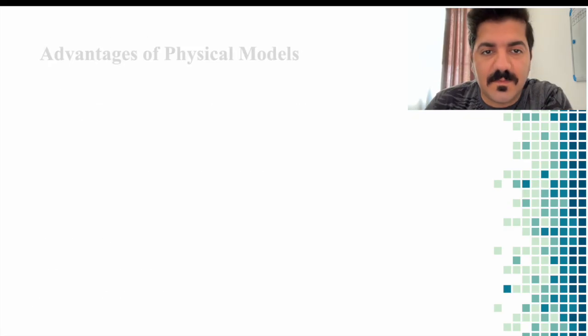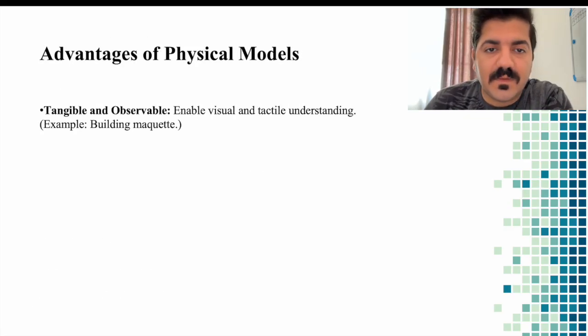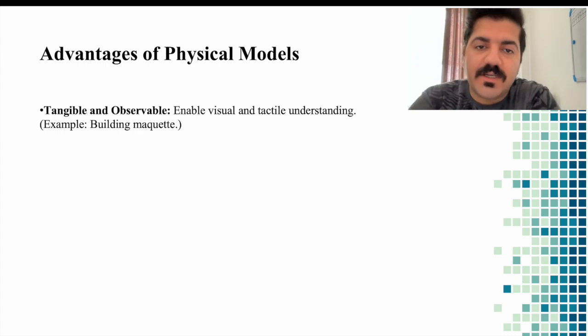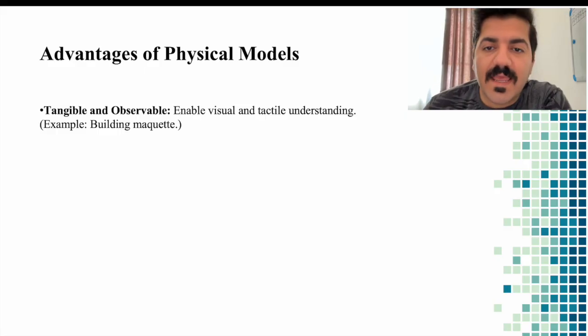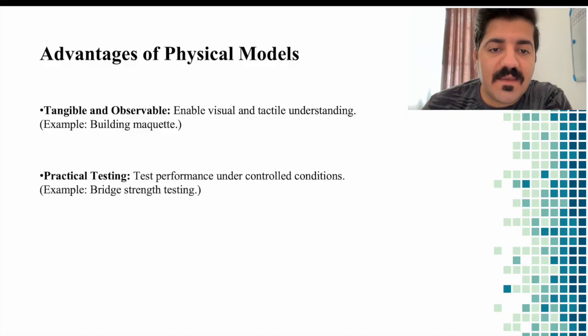Advantages of physical models. Number 1, see and touch learning. Hold a complex idea in your hand. For example, an architect feels a 3D building model. Number 2, safe experiments. Test ideas without real-world risk. For example, engineers crash a mini bridge to prevent a full-size collapse.